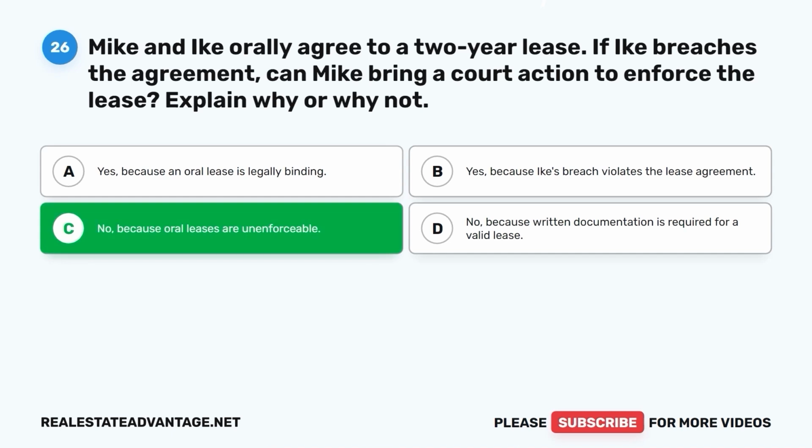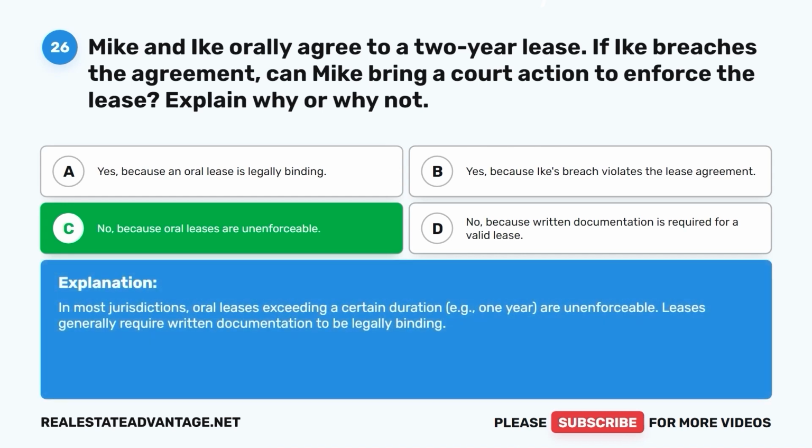The correct answer is C. No, because oral leases are unenforceable. In most jurisdictions, oral leases exceeding a certain duration, for example 1 year, are unenforceable. Leases generally require written documentation to be legally binding.